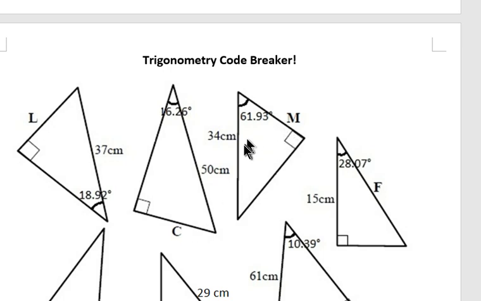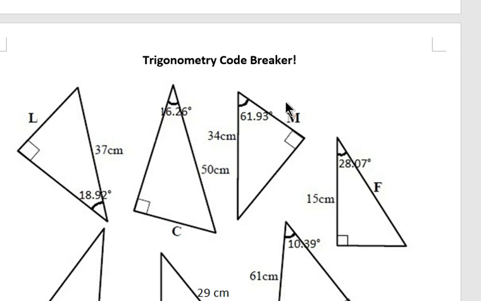Next one. Once again we're given the long side. This time the long side is 34 centimeters, and we're given an angle of 61.93 degrees. But notice this time that we're trying to find M, and M is not far away from the given angle. In fact, M is quite close to the angle. This side goes all the way up to the angle, very close to the angle of 61.93. When that happens, we call that the adjacent side, close to, next to.